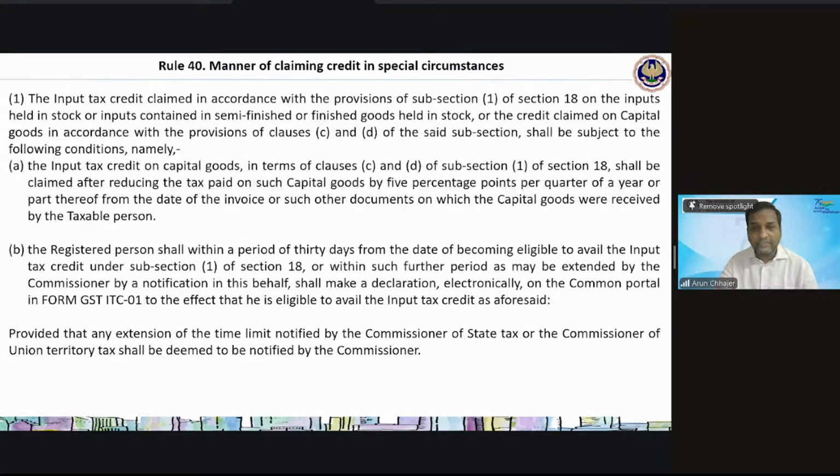One second, Saminathan. That is the time limit for ITC-01, right? Or you had asked the question some time back. Probably I have not seen. Is it clear?